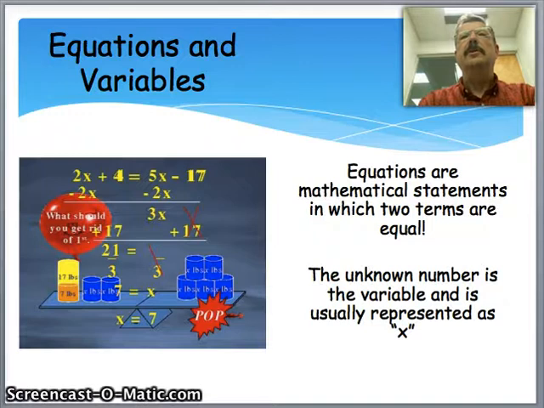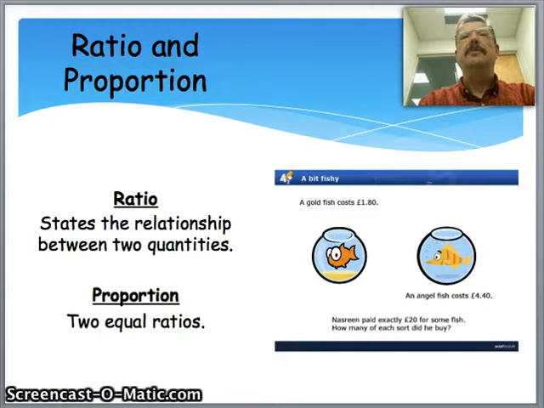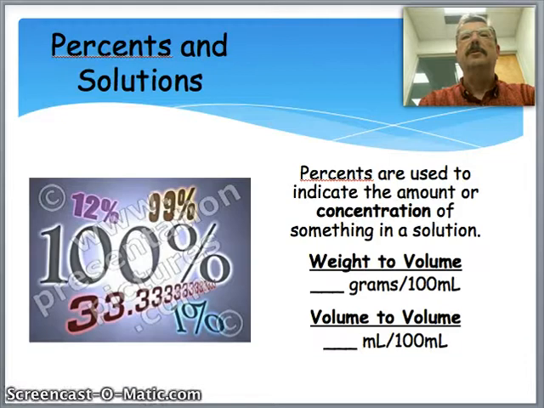Equations and variables. Equations are mathematical statements in which 2 terms are equal. The unknown number is the variable and is usually represented as x. Ratios and proportions. A ratio states the relationship between 2 quantities. A proportion is 2 equal ratios.